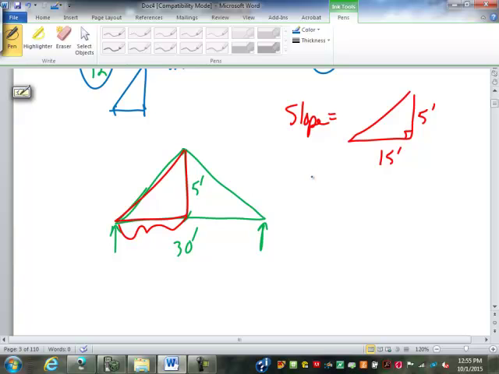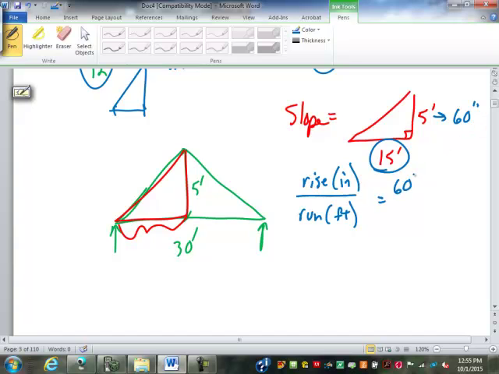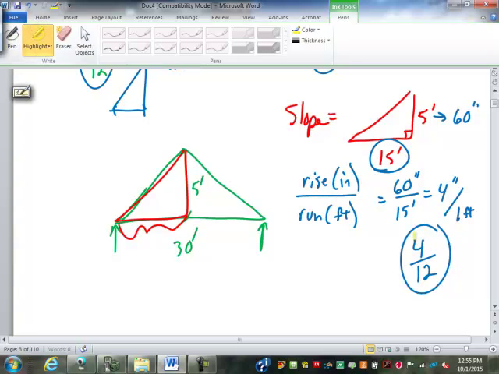And to find the slope, remember, we take the rise in inches divided by the run in feet. So the 15 feet we're going to leave, and the 5 feet is going to get changed into 60 inches. So it's 60 divided by 15, which is 4 inches per 1 foot. So that's a 4/12 slope. 4 inches of rise for every 1 foot, or 12 inches of run.